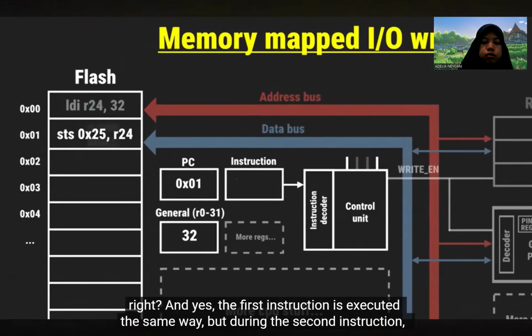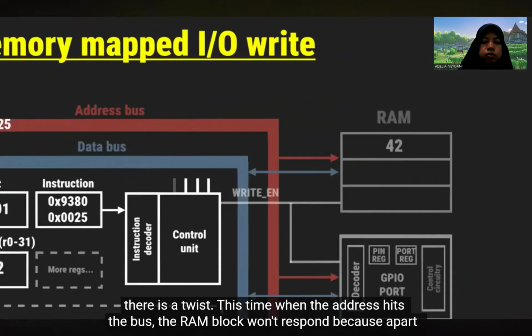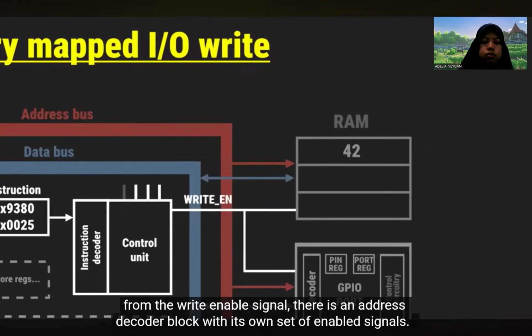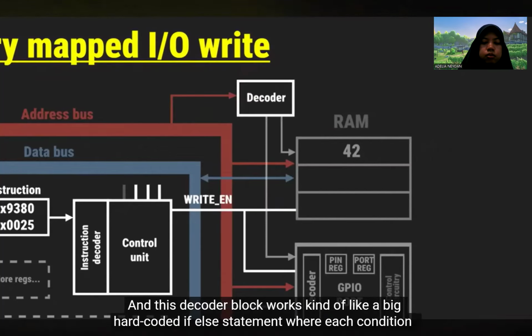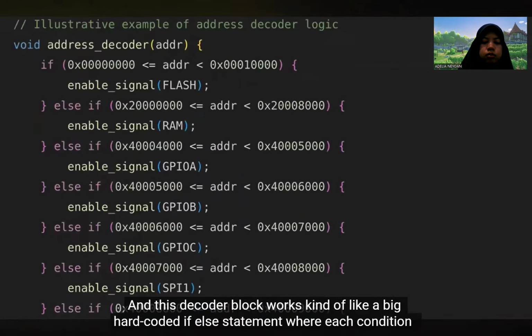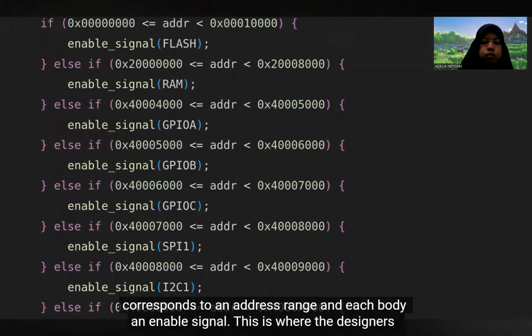But during the second instruction, there is a twist. This time, when the address hits the bus, the RAM block won't respond, because apart from the write enable signal, there is an address decoder block with its own set of enable signals. And this decoder block works kind of like a big hard-coded if-else statement, where each condition corresponds to an address range and each body to an enable signal.